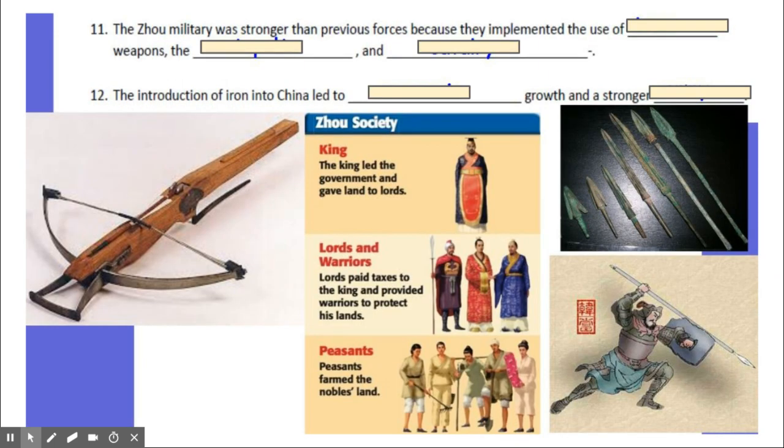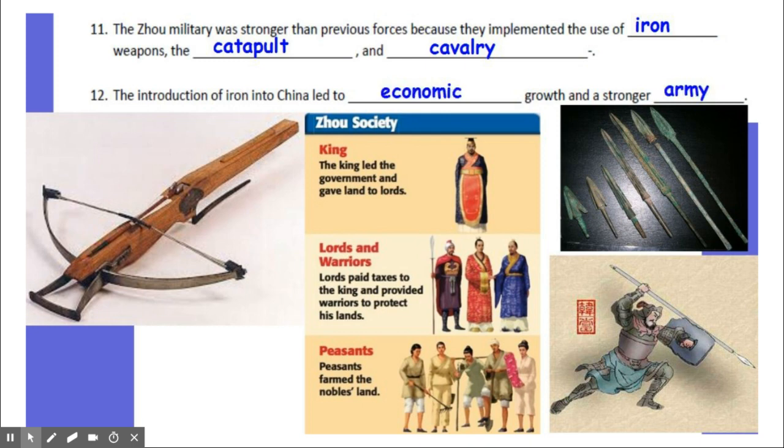In number 11, the Zhou dynasty was stronger than previous forces because they had implemented the use of iron weapons. And you can see a crossbow located down on this slide. They also were using catapults to fling certain things, and that could be rocks and such at their enemies. And finally, the use of cavalry. And number 12, the introduction of iron into China led to economic growth and a stronger army as a result of that.